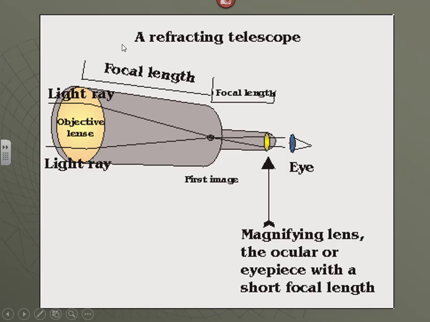One thing we're going to look at with your lab is the focal length of each of those lenses. So that would be the distance from the focal point to the lens. Each lens has its own focal length.